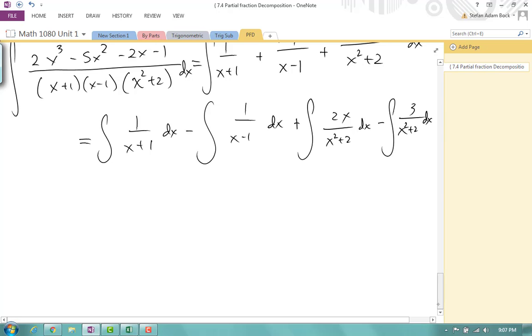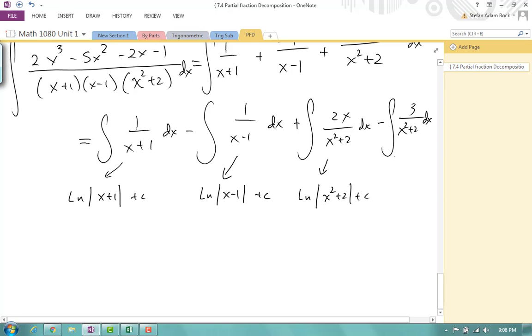Now, I've done so many integrals lately. I know that this one is going to be the natural log of the absolute value of x plus 1 plus c. This one is going to be natural log of the absolute value of x minus 1 plus c. This one is going to be a u substitution, where the u is the denominator. So this is just the natural log of x squared plus 2 plus c.